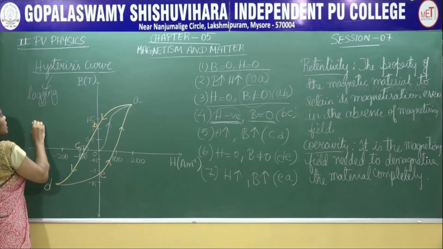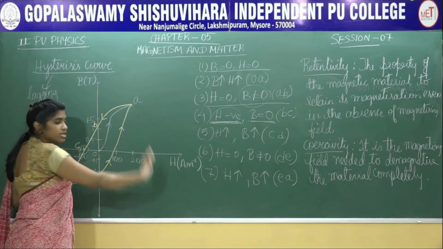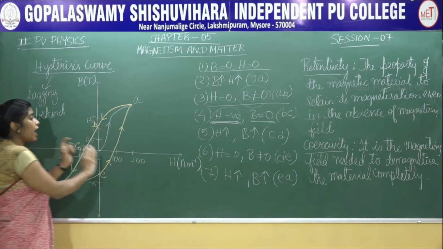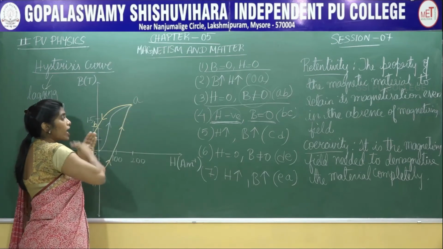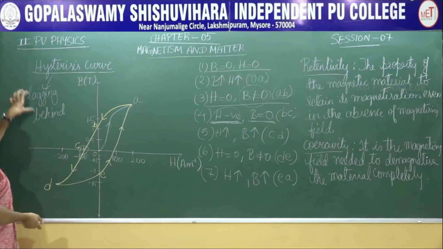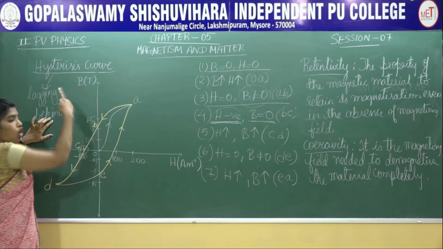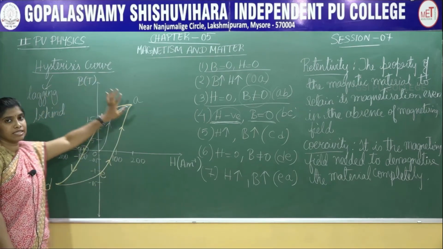You have seen in this one cycle of magnetization, as H increases, H is going forward and B is following it. B is lagging behind; H is leading B. Therefore, we call this the hysteresis curve.